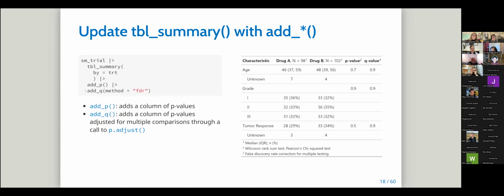And then the other one I've added here is called add_q, and this can add a column of adjusted p-values. This would not make sense in a table like the one I'm showing in this example, but say if you had a table of a bunch of SNPs from a genetic study and you were looking at them by group or something, it might make sense to adjust those for multiple comparisons. And this just passes a call to the p.adjust function in base R, and by default it does the false discovery rate, but you could specify any of the adjustment procedures that are available in p.adjust.